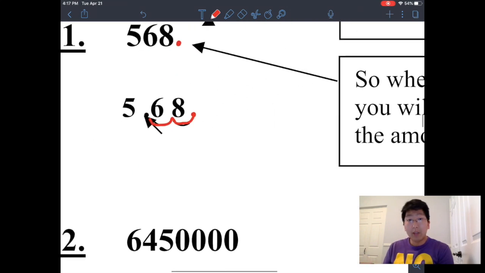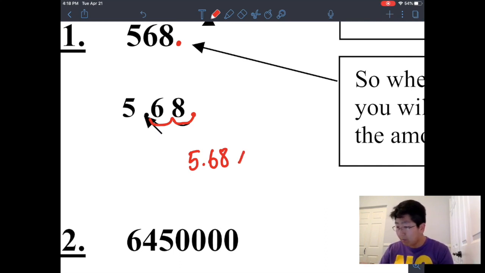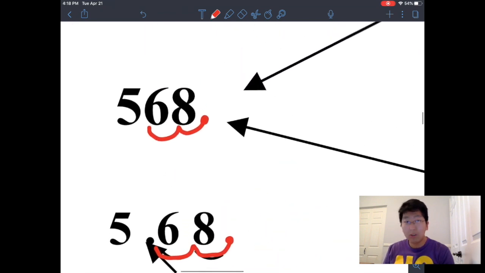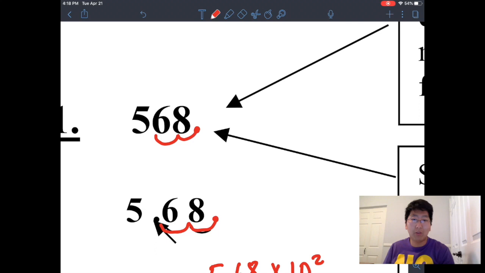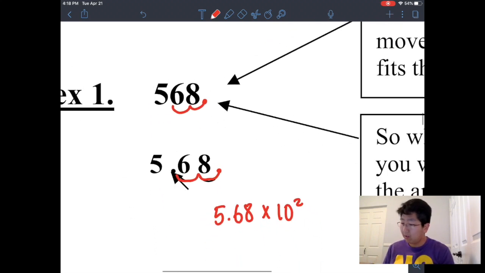So how many times did we have to move this? We had to move it 1, 2 times, right? So what I'm going to write is 5.68, because now that value is in between 1 and 10. And I'm going to multiply that times 10 to the second power. And it's going to be a positive 2 here because the decimal point moves over 2 times. But notice that this number is larger than 10. That's the easiest way for you to know if it's a positive or negative exponent. Okay? So there we go.